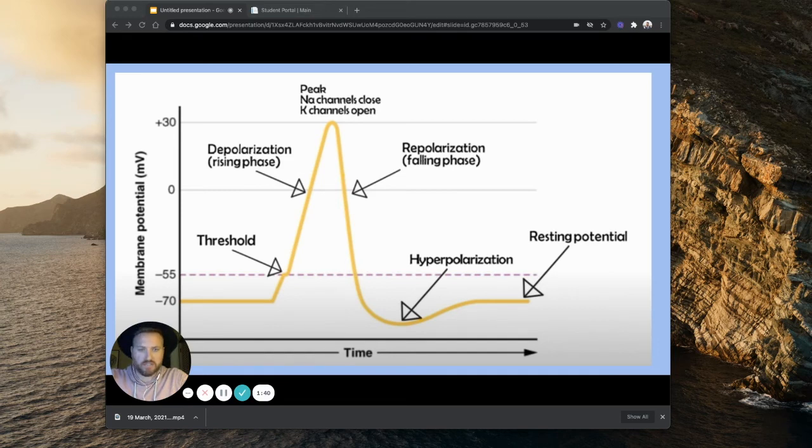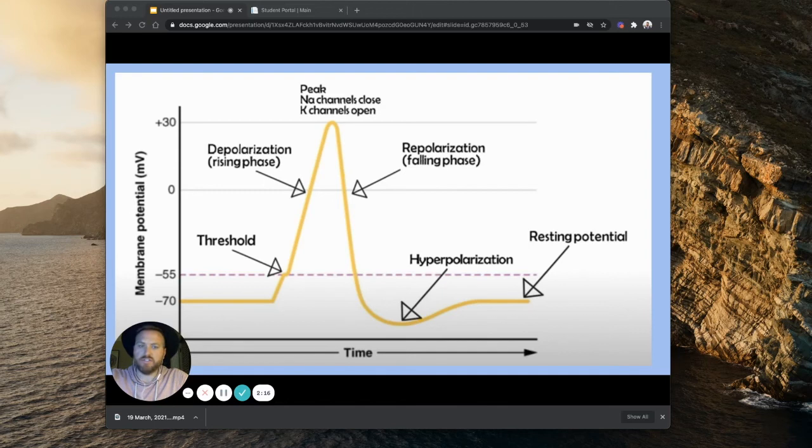Now, potassium channels are slow to open and slow to close. When an action potential happens, it allows potassium to flow out of the cell. This loss of positive potassium ions promotes repolarization, which is known as the falling phase of the action potential. The neuron returns to resting membrane potential, but actually overshoots it, and the cell becomes hyperpolarized.